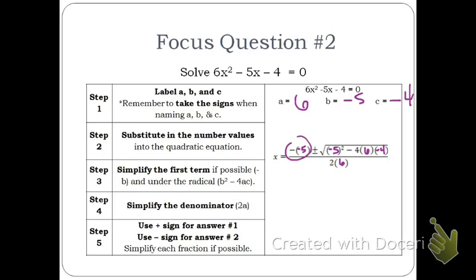I always simplify this out here, even though you're supposed to do what's underneath the radical first. X is equal to, well, negative times a negative is a positive 5, plus or minus. Now we have to simplify what's underneath the radical, find our discriminant, all over 2A. 2 times 6 is 12.